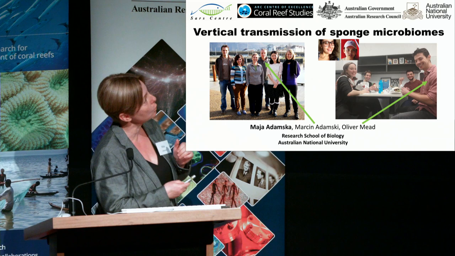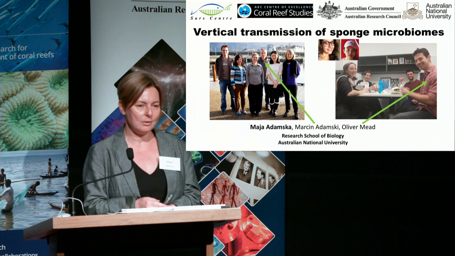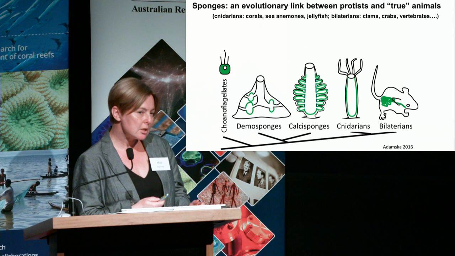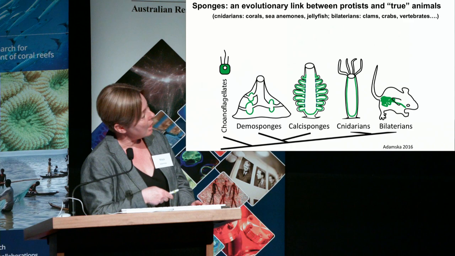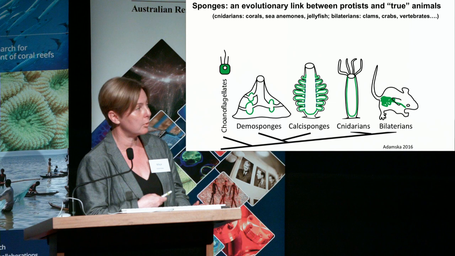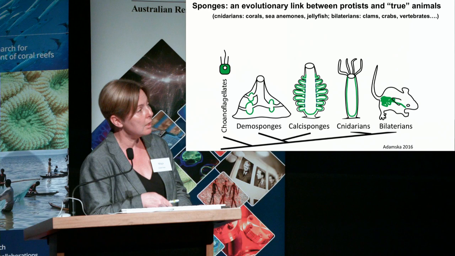So I'm going to be talking to you about the vertical transmission of sponge microbiomes, but what I really like, and what I've been working on for quite a long time so far, are the sponges. The reason why I study sponges is because I'm an evolutionary biologist. The way I think about sponges is that they are a transition between single-cell and colonial protists, single-cell organisms that are our relatives, and true animals such as cnidarians, including corals, jellyfish, and so on, and bilaterians, which is basically all other animals you can think about.